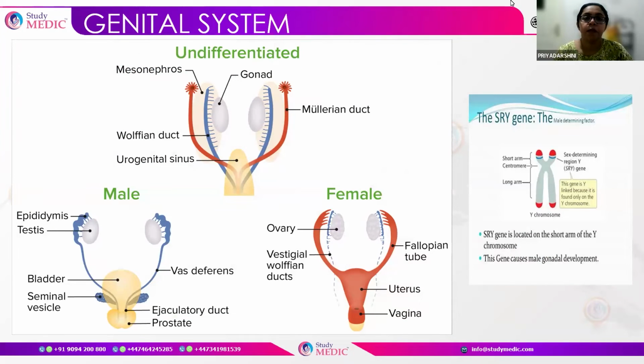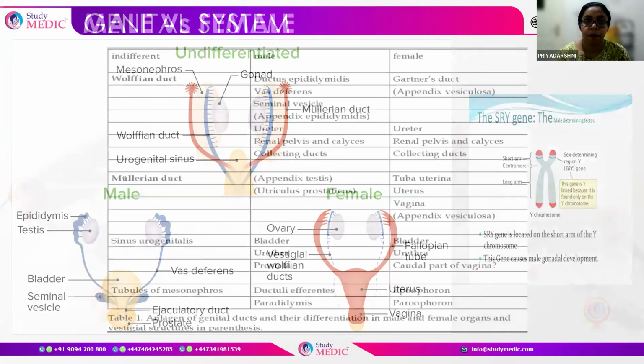Coming to other important points to remember, the genital system, as we already saw, we have the undifferentiated gonads which get differentiated into the male and the female. Now, what is the important thing that leads to differentiation? Well, that's the SRY gene. Now, what is this SRY gene? It is located in the short arm of the Y chromosome, and the presence of this SRY gene leads to differentiation into male, and the absence will lead to differentiation into female.